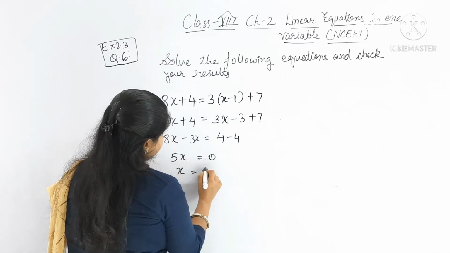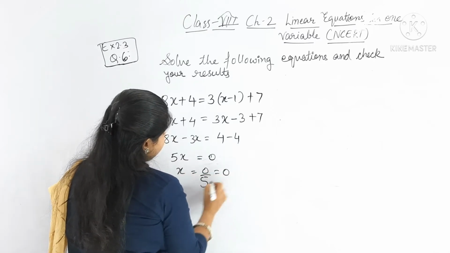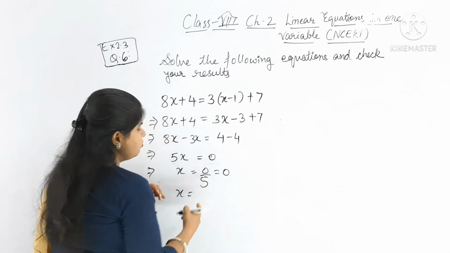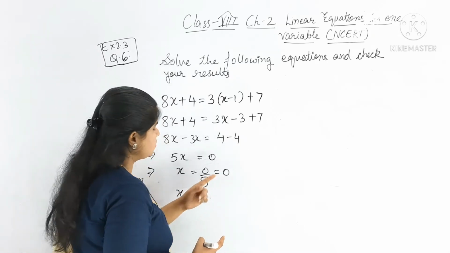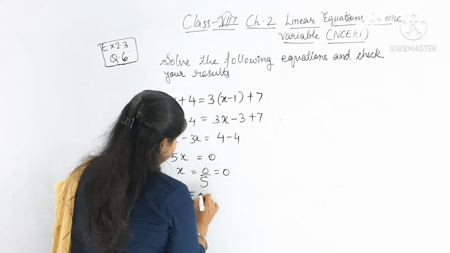x equal to 0 by 5, or you can write 0. Any value divided by 0 is 0.